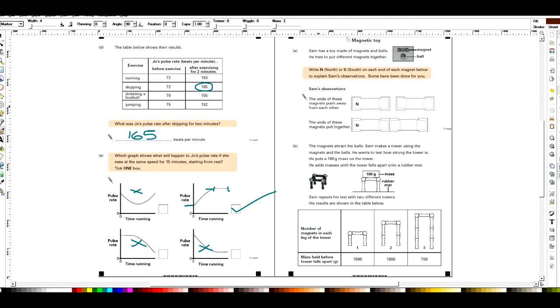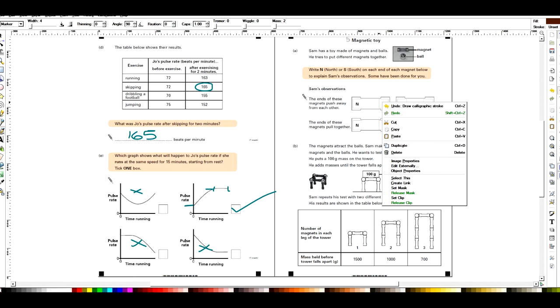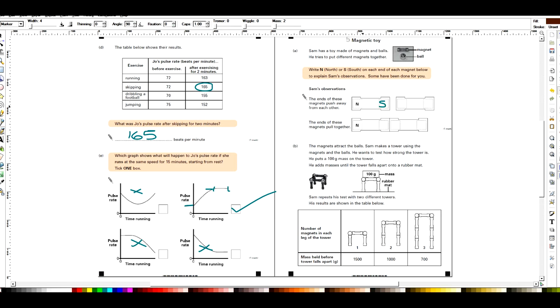So the ends of these magnets push away. If they push away, first of all, if that's north, then that one should be south. Now because they're pushing away, that one has to also be south. And that one has to then automatically become north. The ends of these magnets pull together, so north, the opposite one has to be south, and that one has to be north and that one has to be south.